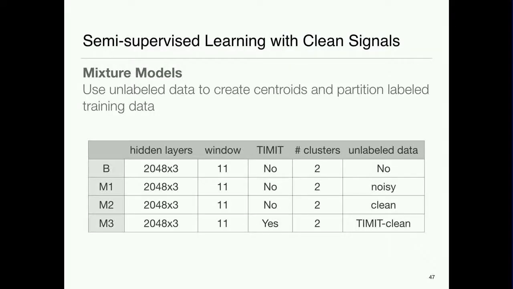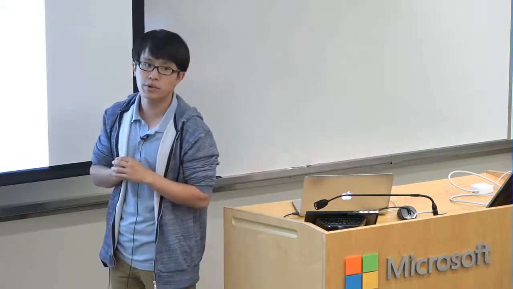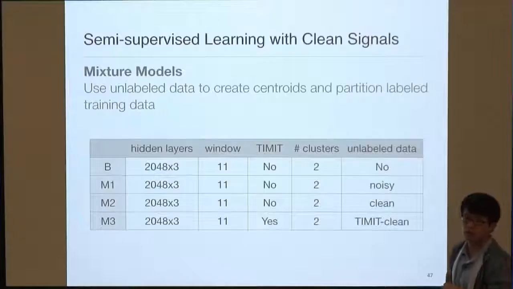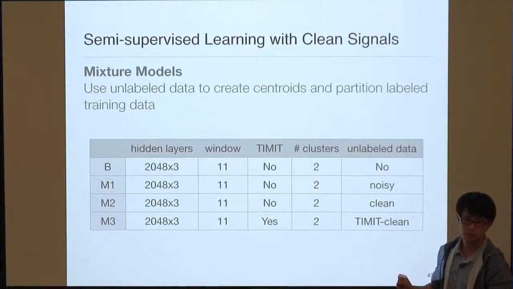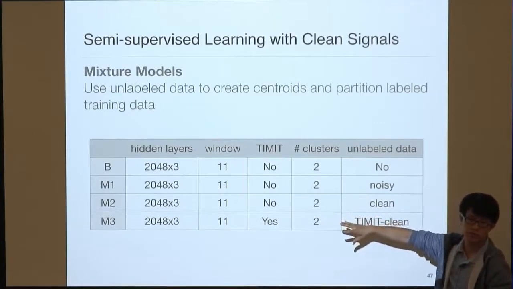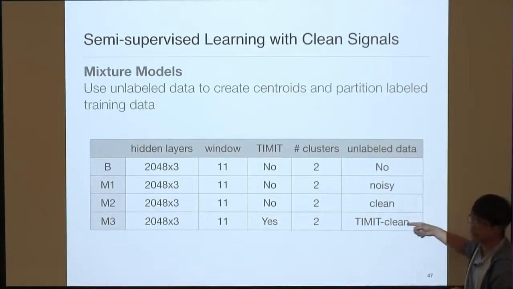The third try we made is to use a mixture model to help using the unlabeled data. At a high level, what we do is use the unlabeled data to create different clusters of the input frame, and then we partition our noisy data into different clusters and build different models for different data sets.